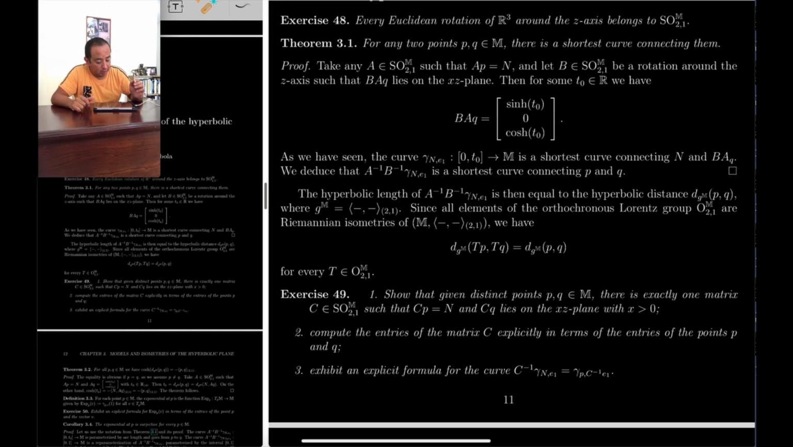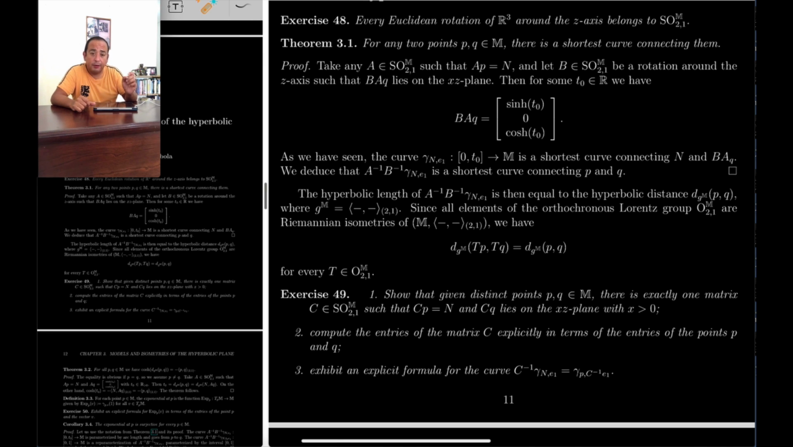Okay, so today we are going to finish our considerations about the hyperboloid. To begin with, I would like you to show that every rotation around the vertical axis, the z-axis, belongs to the restricted Lorentz group. So every rotation around the z-axis is an orientation preserving Riemannian isometry of the hyperboloid. This exercise, which is not hard at all, I'm going to use to prove that for any 2 points in the hyperboloid, there always exists a shortest curve that connects them.